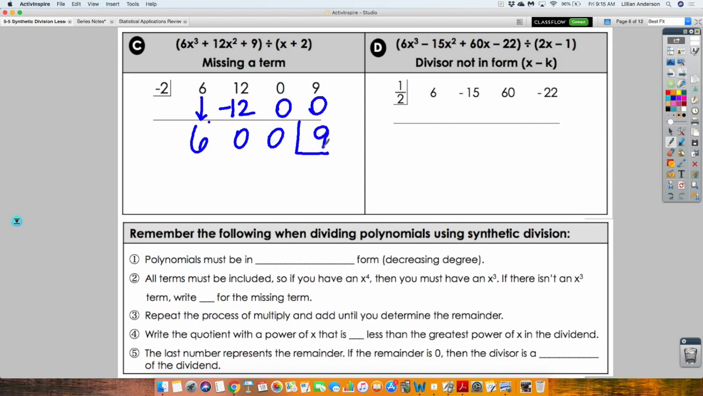So remember, we always write our quotient with an exponent that's one less than what we start with. So if we start with x to the third, then it's going to give us an x to the second. So our answer is going to be 6x to the second plus 9 over x plus 2. Remember, it's always written as your remainder divided by your divisor.